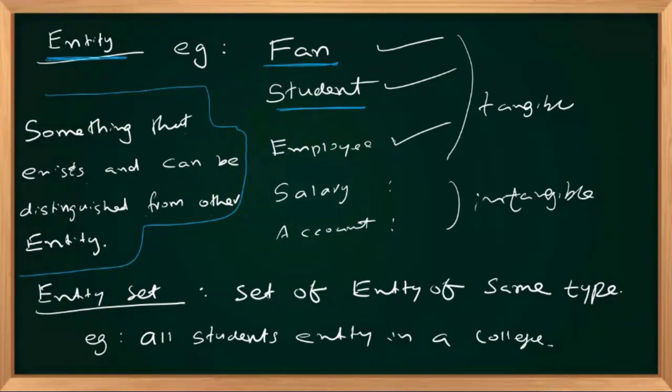Another example is employee. Employee is another entity. Salary is another entity. Account is another entity. So these are entities. Entity means anything in the real world. And we know that fan, students, and employee are viewable entities. A viewable entity is known as a tangible entity.